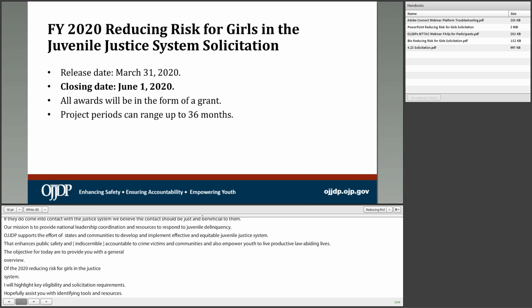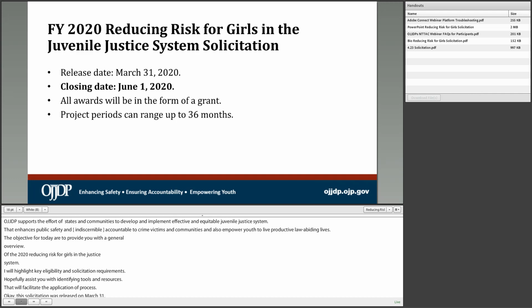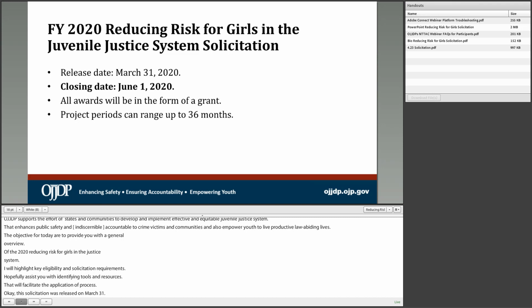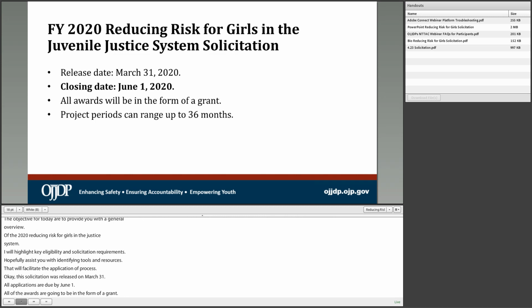Okay, so this solicitation was released on March 31st, and all applications are due by June 1st. All of the awards are going to be in the form of a grant, and project periods can range up to 36 months.